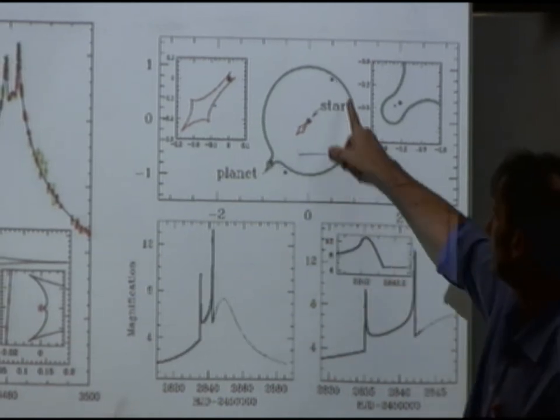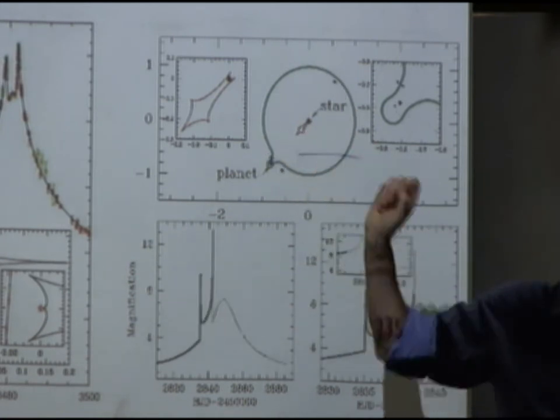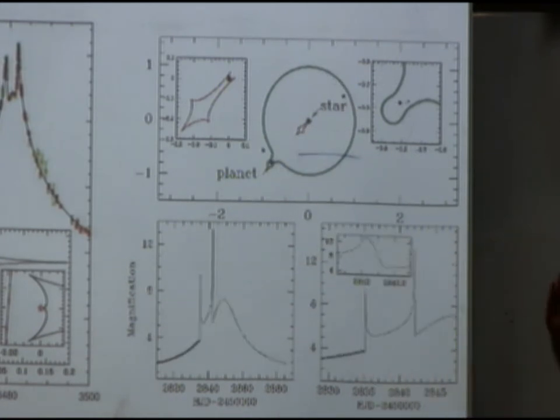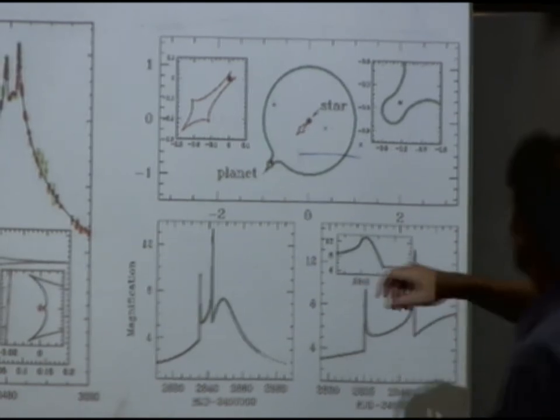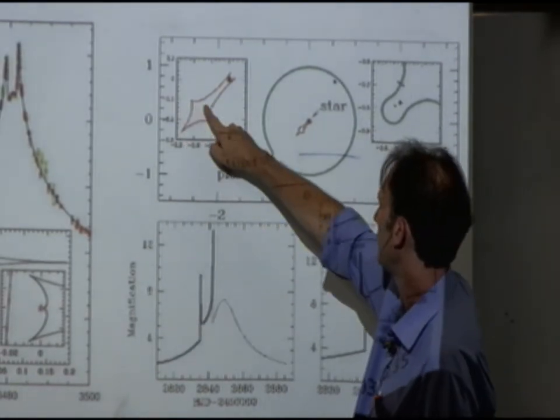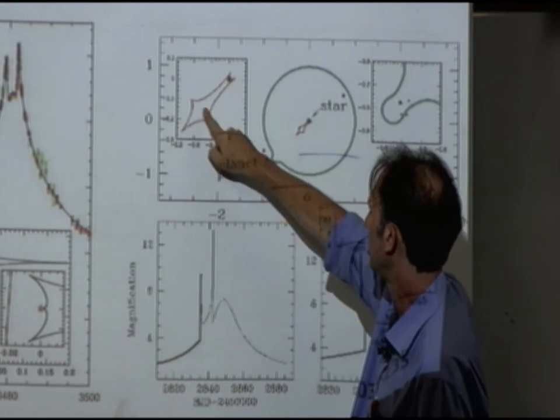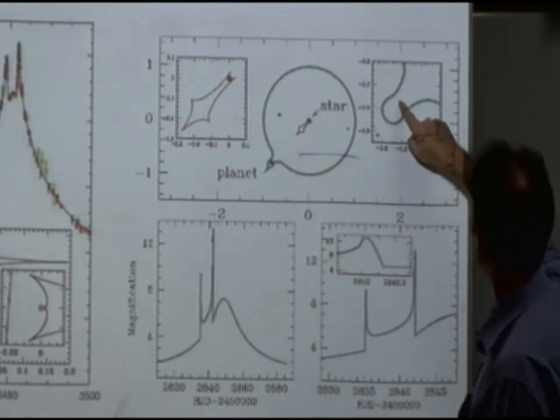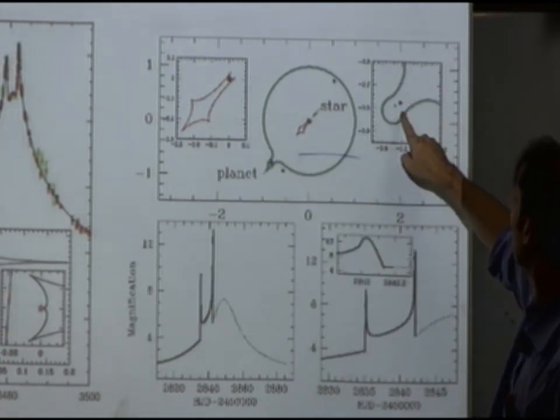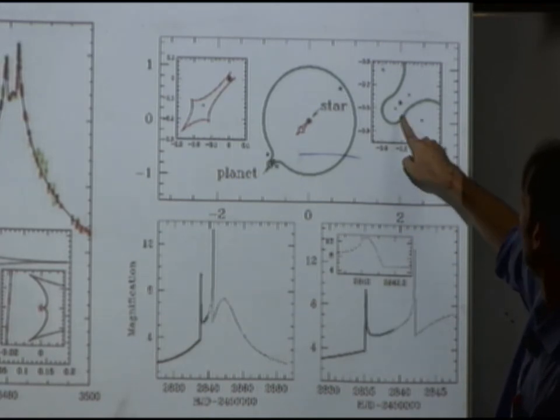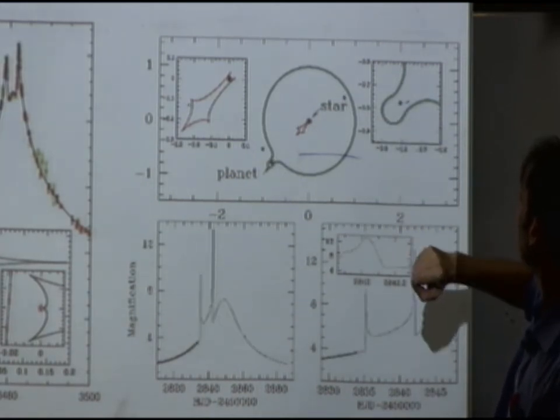So the little dots were the images. The little dots are the images of the source. So this here, this is in the source plane. So this is the source tracking across the caustic here. These purple things are the extra images that are created and destroyed. You see, here's a pair coming, here's a pair going.